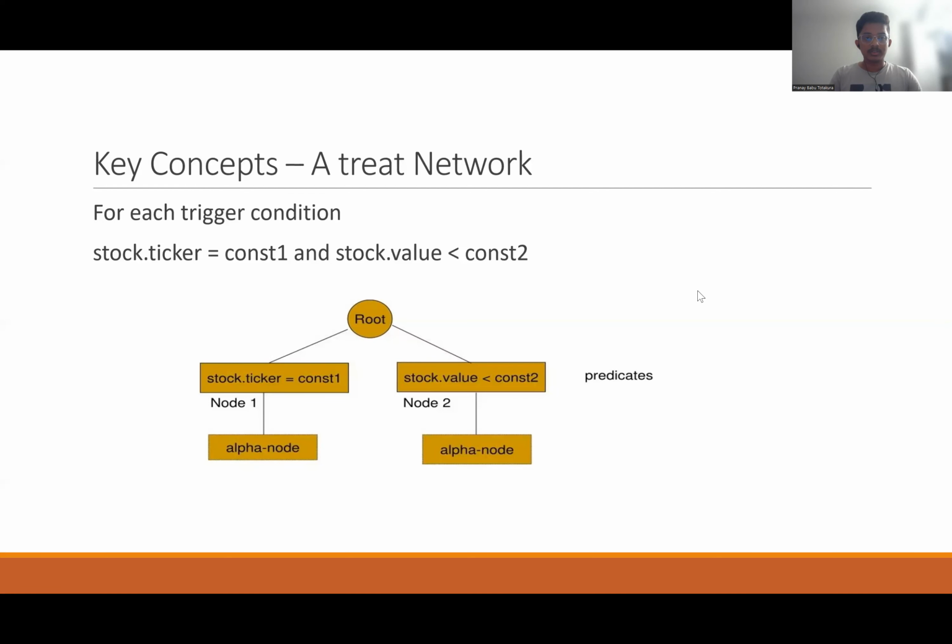Now let us discuss the key concepts in the A-TREAT network. For each trigger condition, we use the trigger condition stock.ticker is equal to constant 1 and stock.value less than constant 2. And we can see from the given figure that we use two nodes as the predicates, and these two nodes are majorly the alpha nodes. The node value of node 1 is stock.ticker is equal to constant 1, and the node value of node 2 is stock.value less than constant 2.